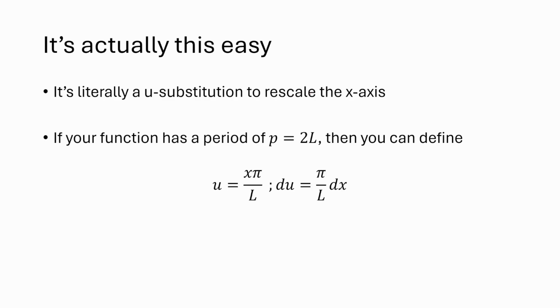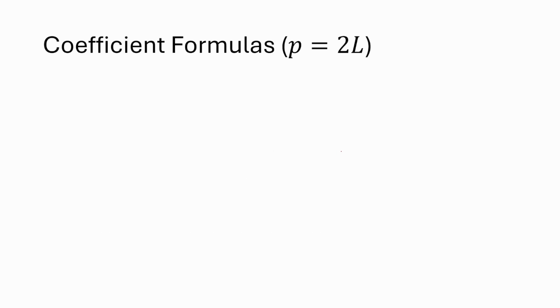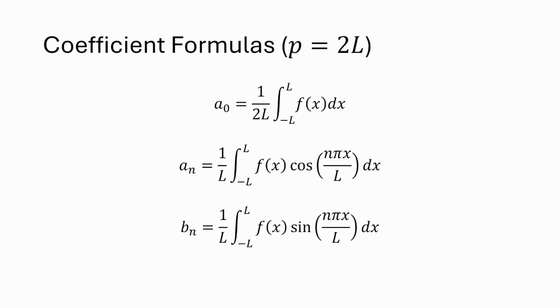This is the whole thing. I'm not going to belabor the point on this one. You've been doing u subs for a while now. Just do a u substitution. That'll change the units on your x-axis, and then everything is great. And you now have your integrals in terms of whatever the length of that function's period is. So that's that.